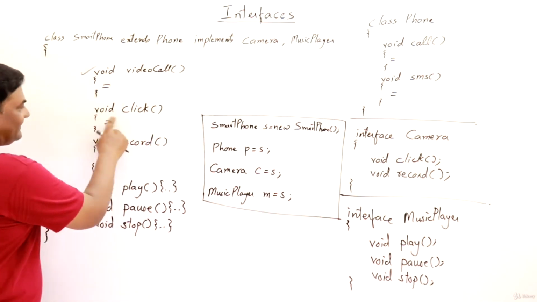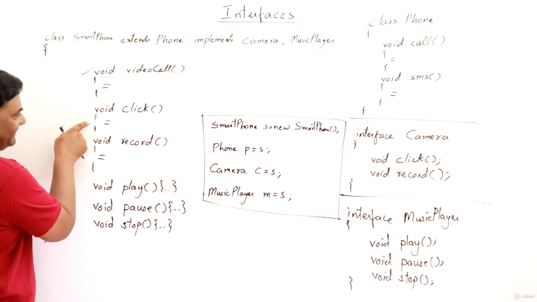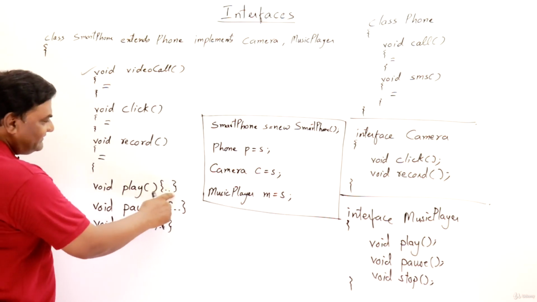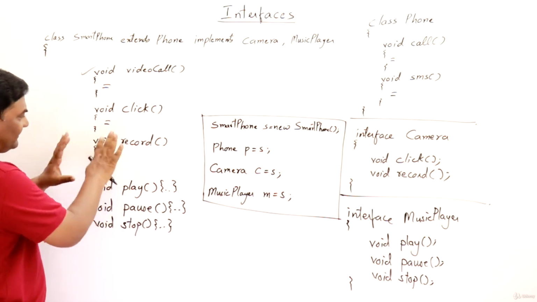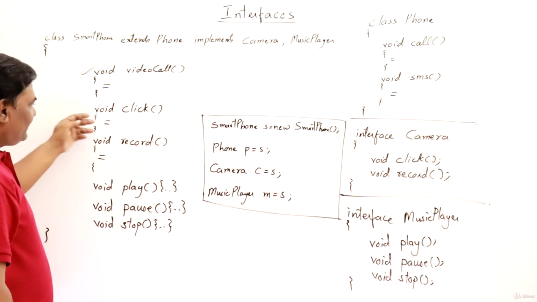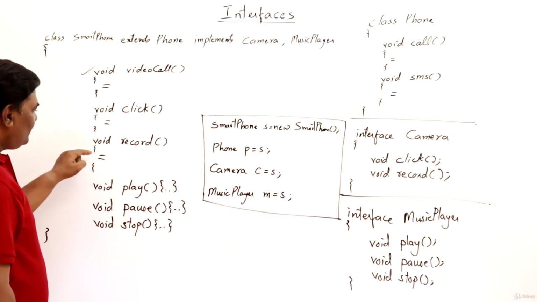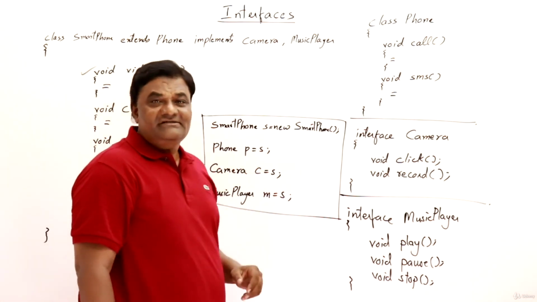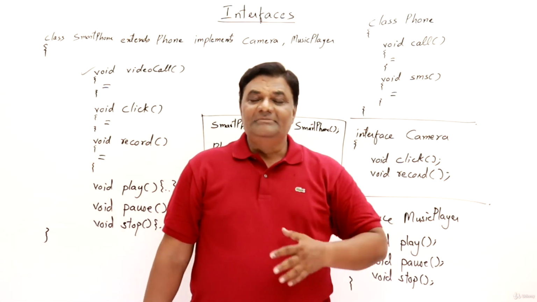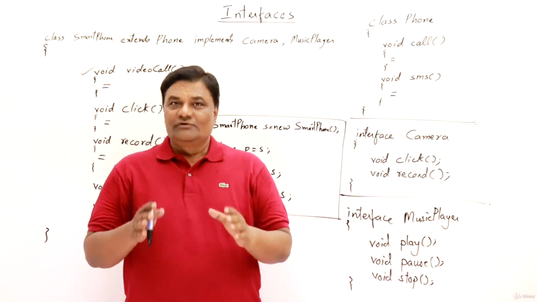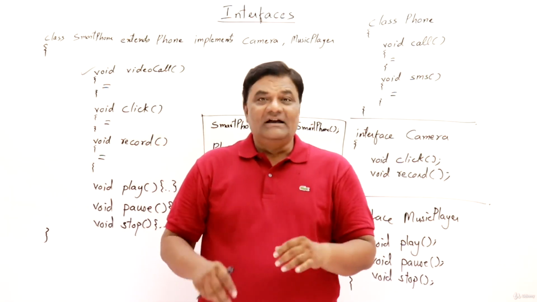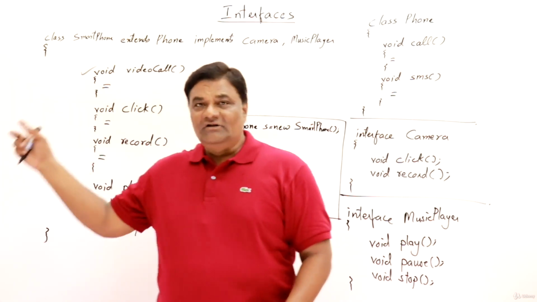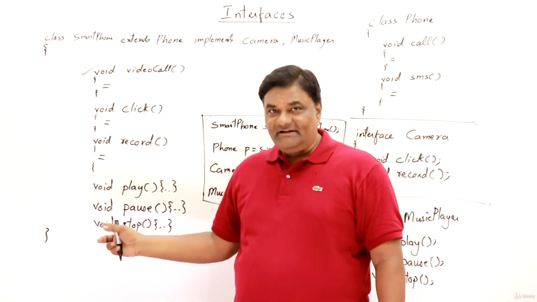You can see here click and record. I have written the body here, and for these three also I have written their body in the same line. I have not written any functionality here, I have not written any statements, just drawn the lines here, but all the methods are implemented. Now this SmartPhone becomes a concrete class. So SmartPhone is a Phone and implements a Camera as well as MusicPlayer, and all the methods are implemented here.